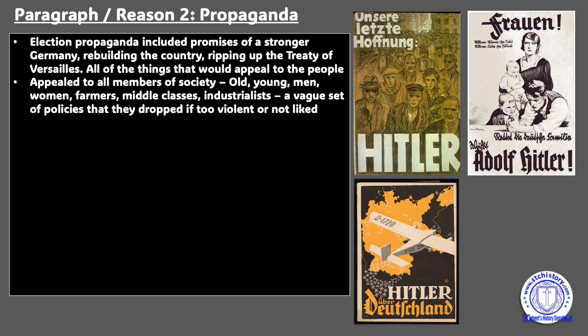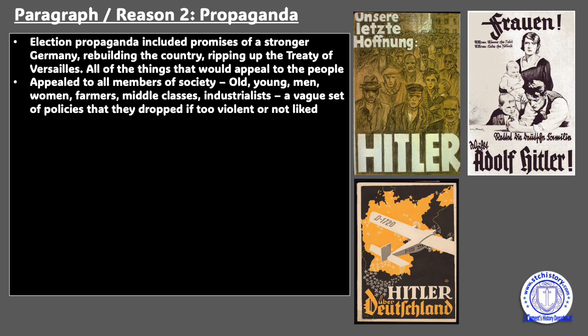So then we want to think about how this propaganda is going to appeal to every part of society: old, young, men, women, farmers, middle classes, and industrialists. The industrialists, which we'll talk about briefly shortly, were more afraid of communism, so they picked the Nazis instead. That's why they funded the Nazi Party, essentially, because a communist country would obviously take away all their profits, whereas the right-wing Nazi Party said they wouldn't do that.